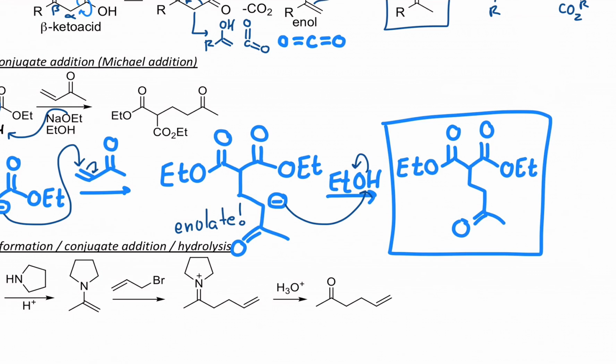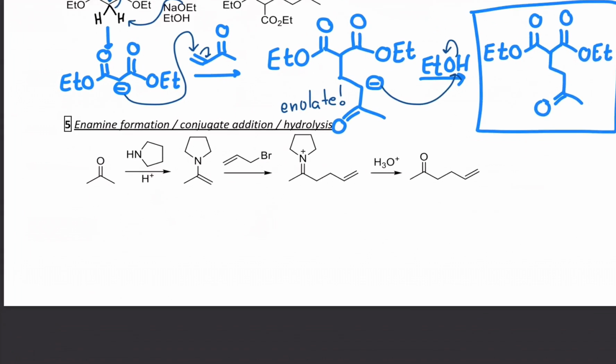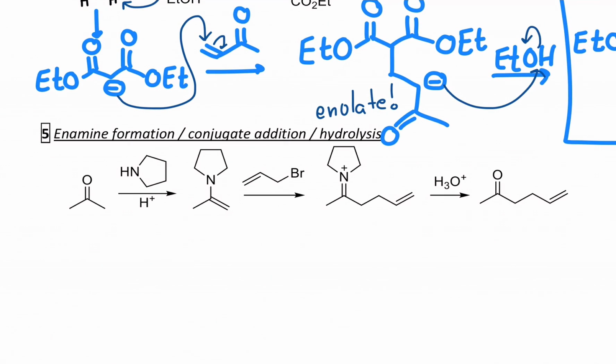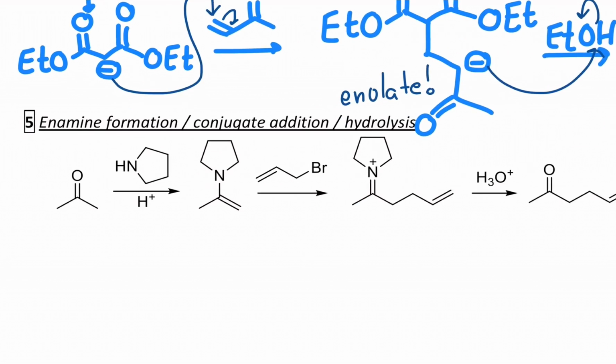And if I wanted to, I could certainly saponify these to make them OHs, and then decarboxylate one to give me a substituted keto acid. Okay, let's wrap up with one more thing. There's another type of conjugate addition that we can use. It's a conjugate addition that's an SN2 conjugate addition. We haven't seen this since last semester.